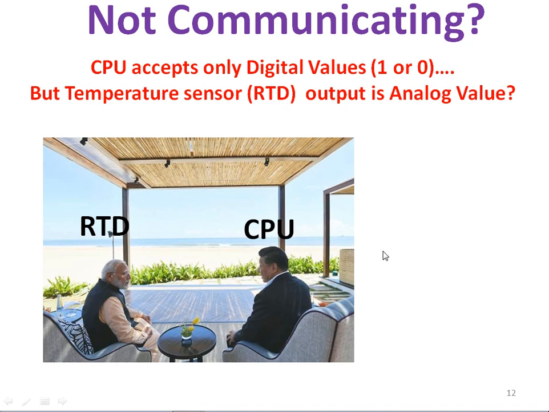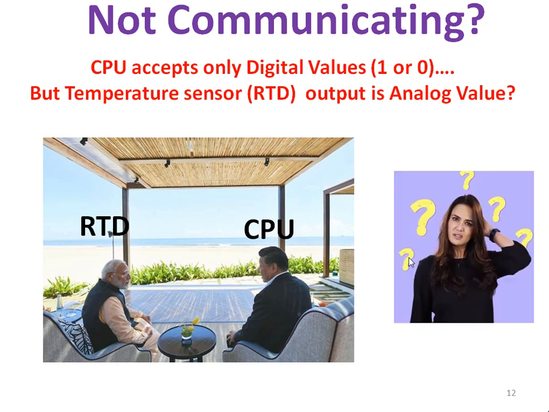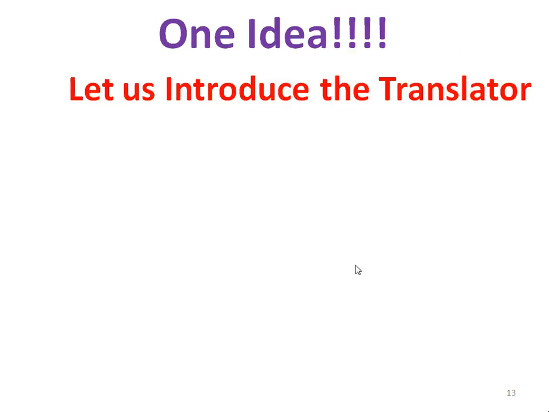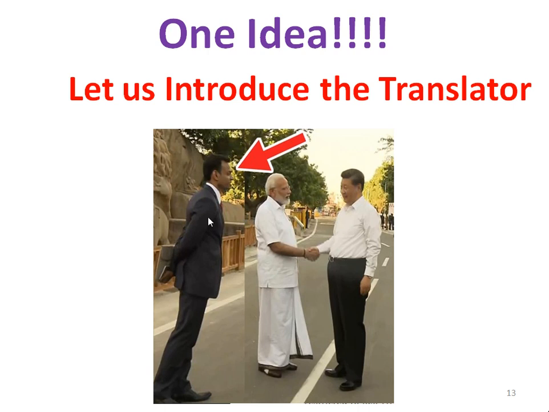So how to make them communicate? I think it is a difficult task, right? It is only for understanding purposes. So one idea is, let us introduce a translator. I hope you know the place very well. It is Mahabalipuram, where our Prime Minister met the Chinese President, and he is the translator, Mr. Madhusudanan, who knows Chinese as well as Hindi very well.